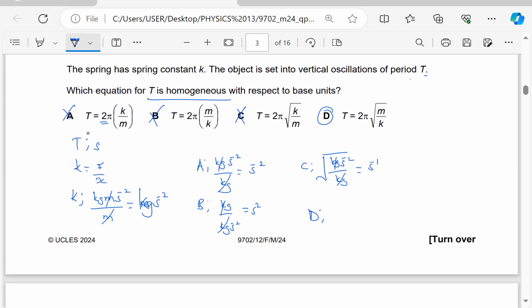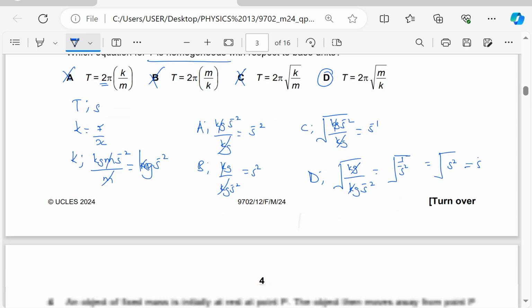D is telling us that it is the square root of, ignoring 2 pi, m, which is kilograms, divided by k, which is kilograms s to the power minus 2. So it is the square root of s squared, because the kilograms cancel, and I remain with 1 over s to the power minus 2, which is the same as s squared. That gives s. So D gives us the units on the right-hand side as those on the left-hand side, so the answer is going to be D.